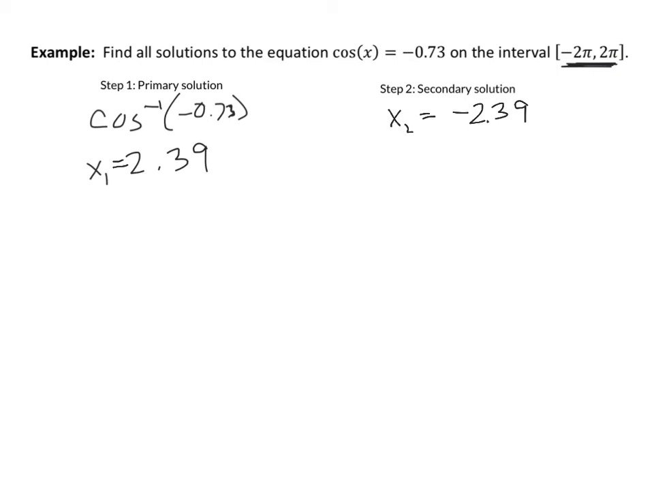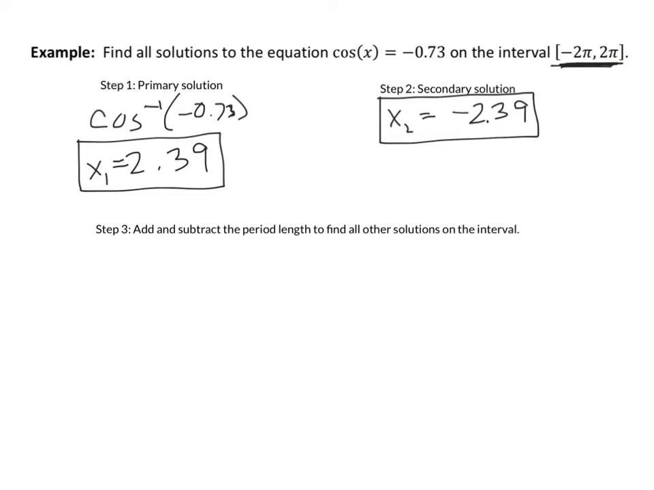Okay, so now I have a primary solution and I have a secondary solution, and we check our interval really quickly. Turns out both of these answers are on that interval. So we've just found 2 solutions to our problem. And the third step is I now need to add and subtract the period length to see how many other solutions I can find that are on this interval.